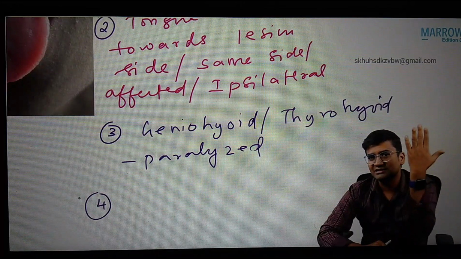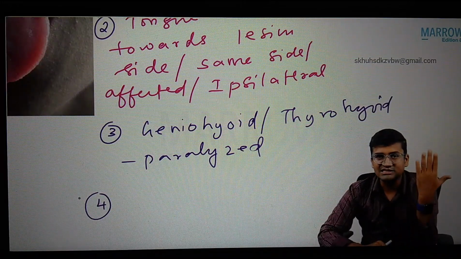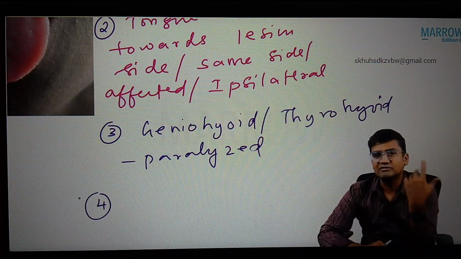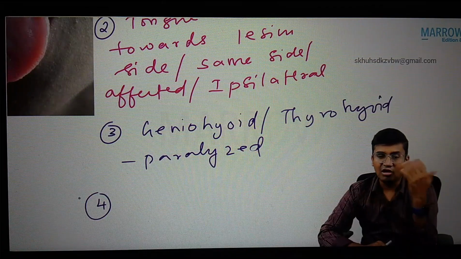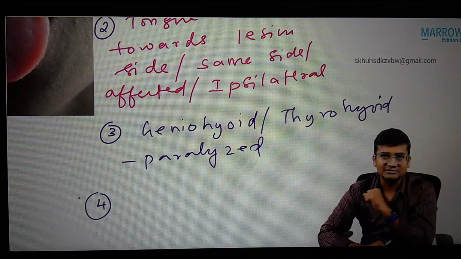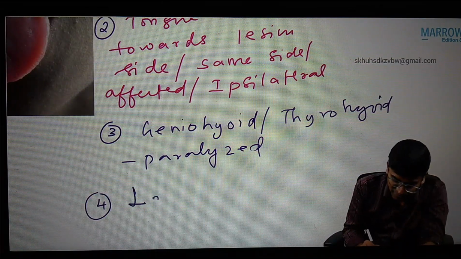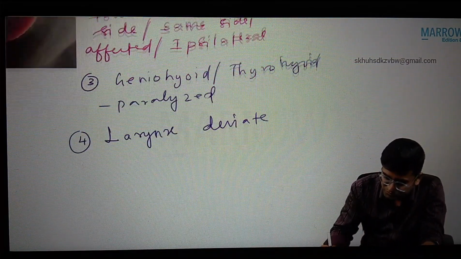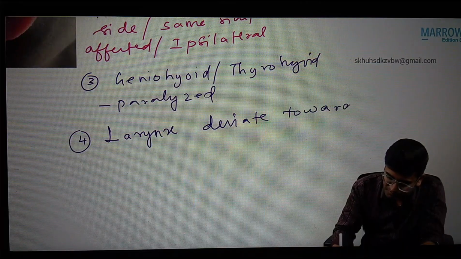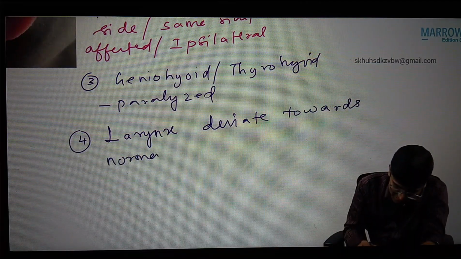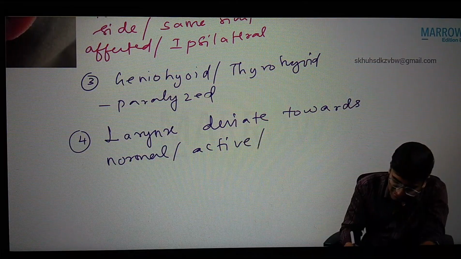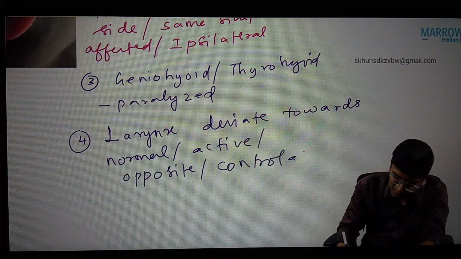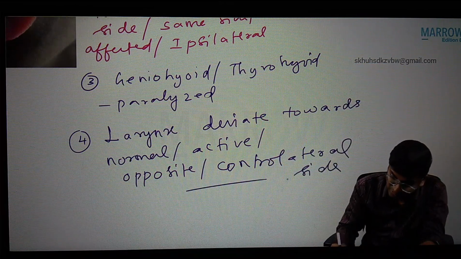The larynx is moving on which side? The left side, the normal side. So in the case of hypoglossal nerve injury, the larynx is moving on which side? Normal side, or opposite side, or contralateral side. So, very important point: the larynx moves towards the normal side or active side or opposite side or contralateral side. This is very important.